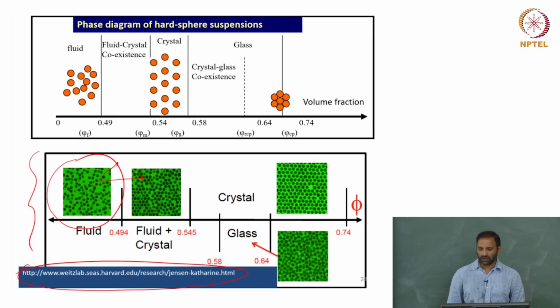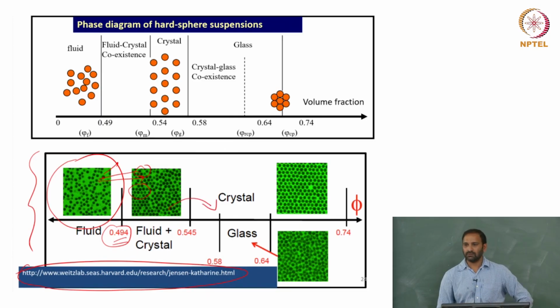Now, you increase the concentration of the particles. If you go beyond 0.494 volume fraction, that is a little bit above 50%, you clearly see that there are regions where there is a crystalline arrangement. Can you see what is marked there? Every particle has 6 neighbors, a very nice arrangement. But of course, there are regions, like here, where it is still fluid-like. So that's a fluid-crystal coexistence.